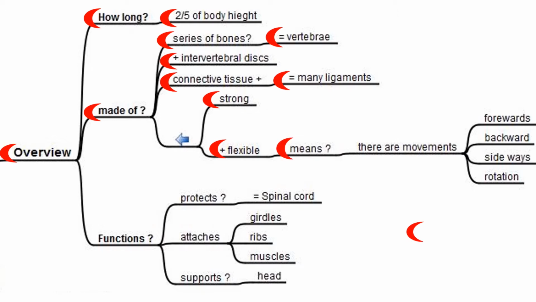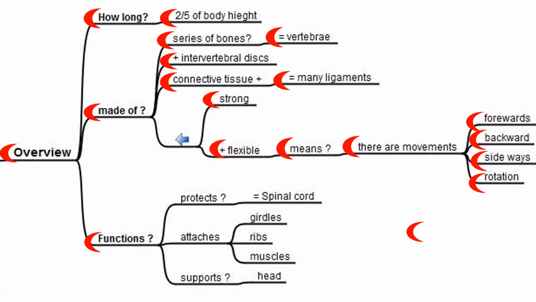What does flexible mean? It means that the vertebral column has movements. What kind of movements can we see? It is forward movement, backwards, sideways, and rotation.